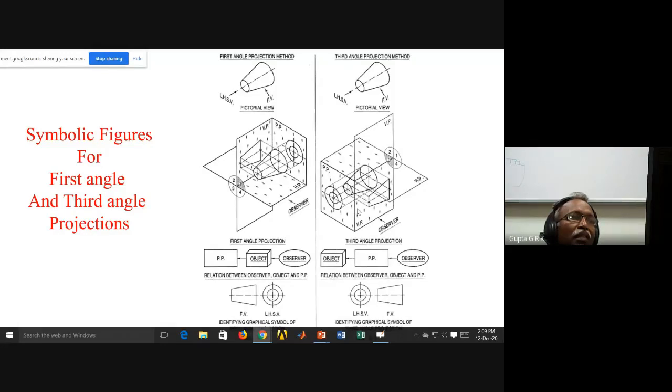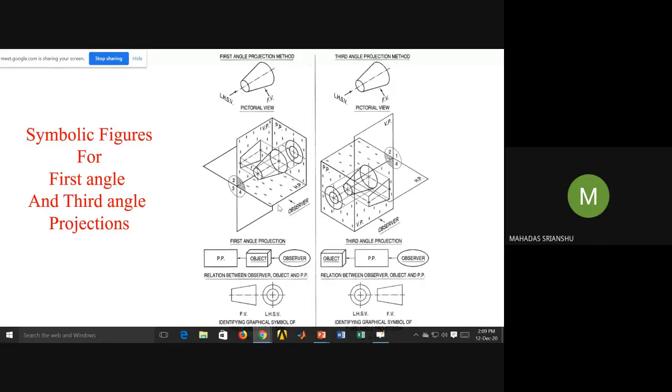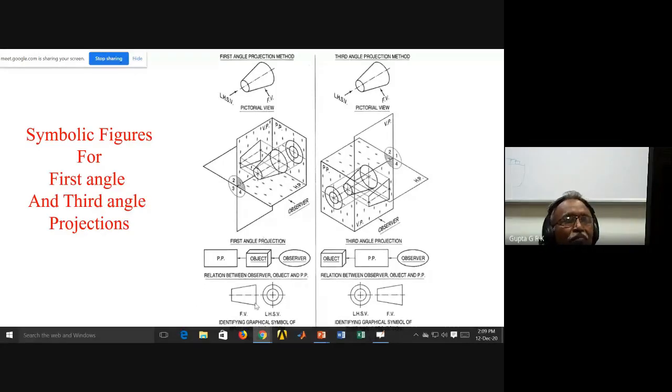Okay, so here you can see, in the first angle, I am seeing from this side, this is the front view, and this is the side view. Here the top view is not mentioned. Is there a reason? No, because by seeing these two, I can understand. It is not to know the complete object. It is just to indicate whether it is first angle or third angle.